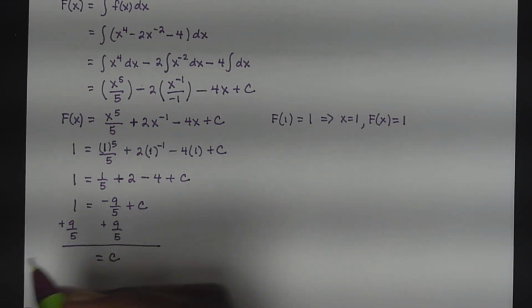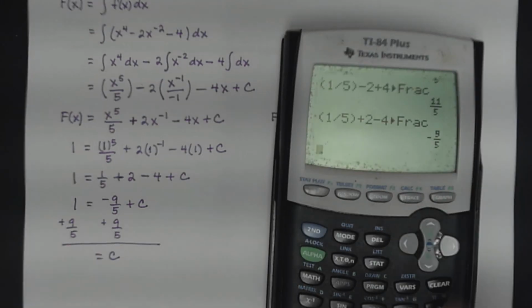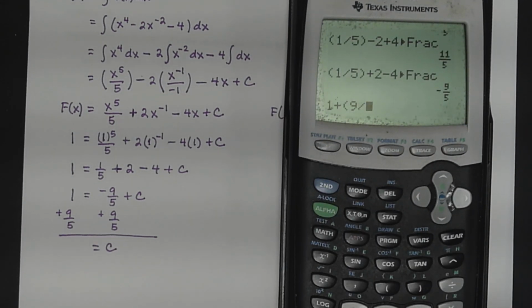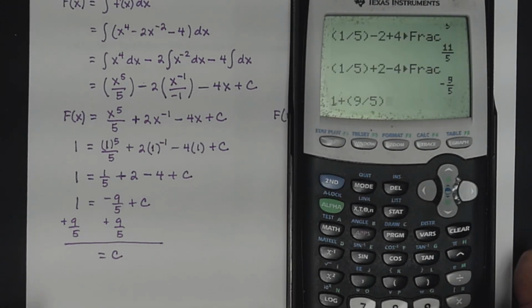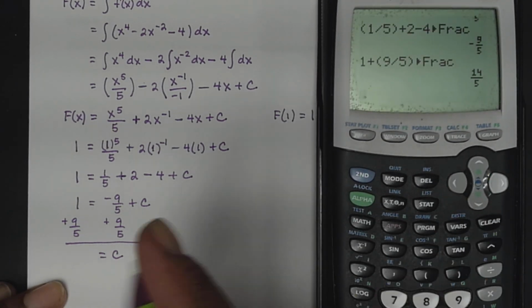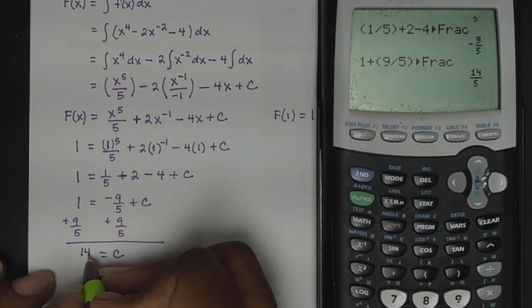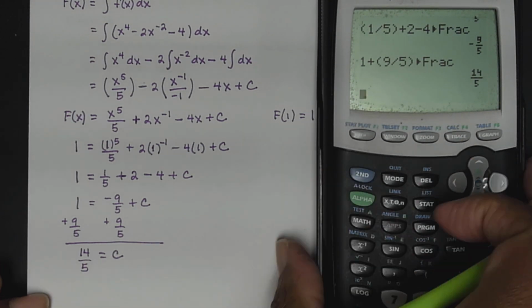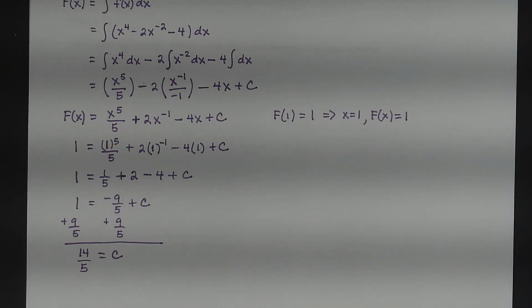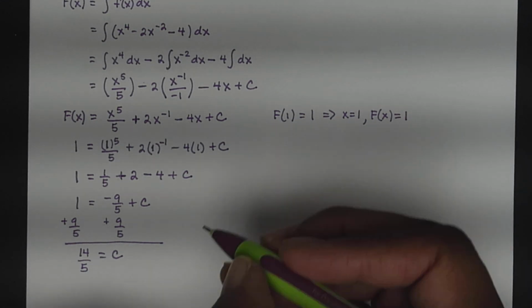that would mean C is equal to 1 plus, in parentheses, 9 divided by 5, close parentheses, hit the math key and then number 1, you will get 14/5. So your constant will be the 14/5 for this f of x function here.